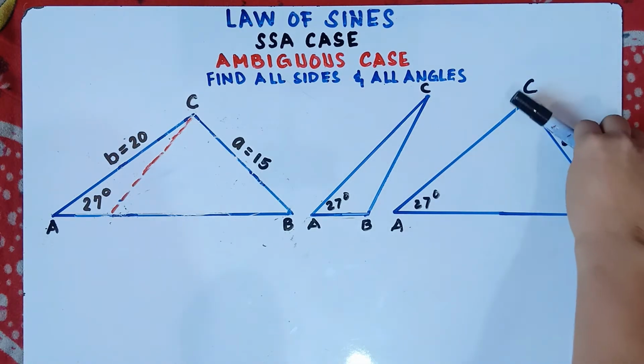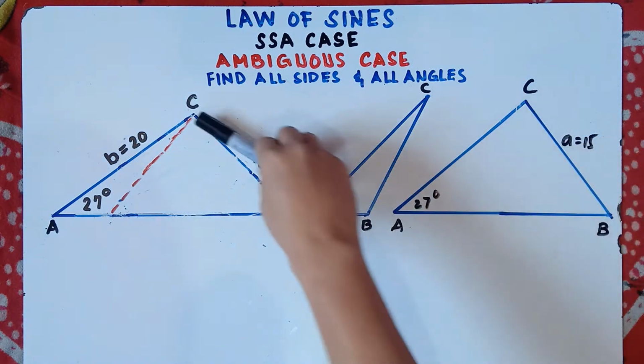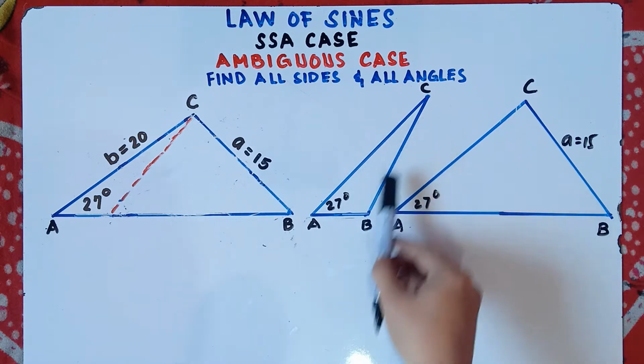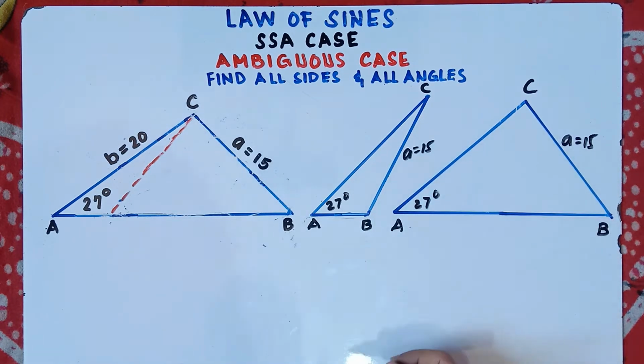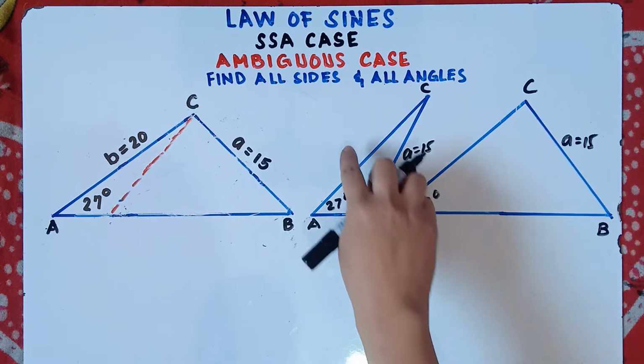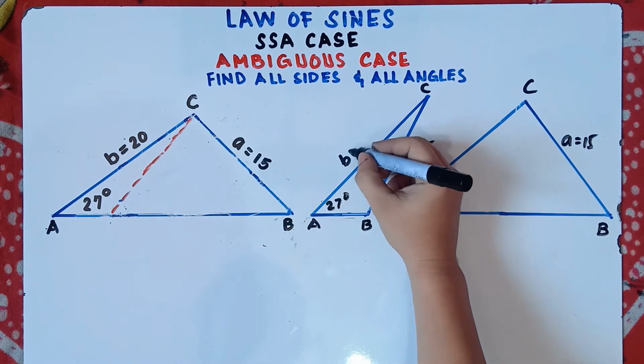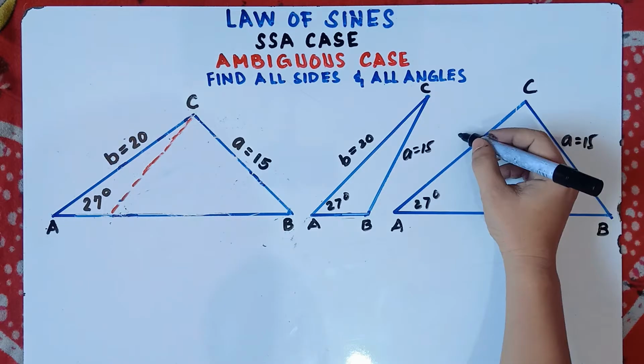Because we rotate this one here, and you will have the same side, that is 15. So this A is equal to 15. And our B, opposite of this angle B, that is 20. So this is 20, and this will be 20.